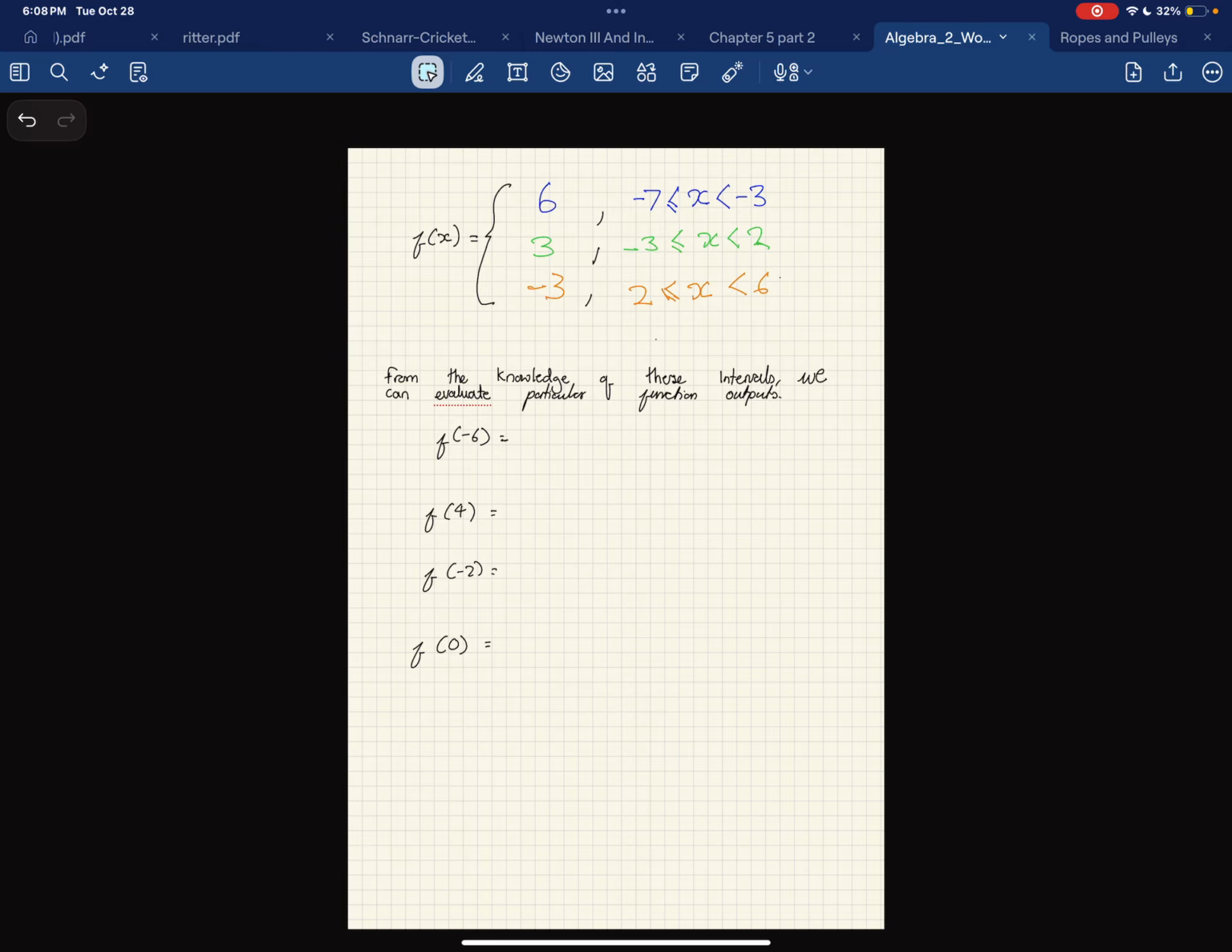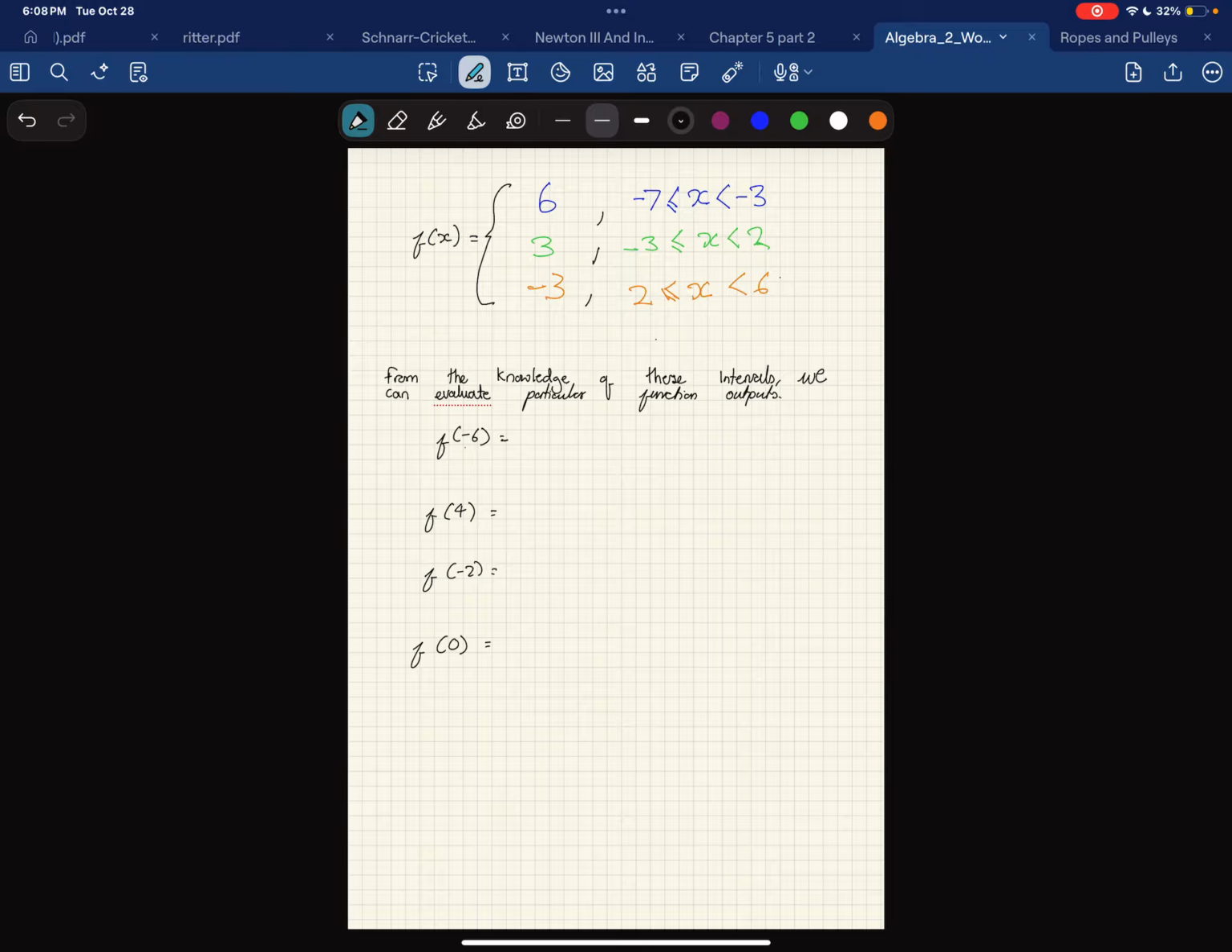Now that we have a function definition, let's find particular values. Let's try to find the value of my function at a particular input value. For example, here I have f of -6. How do I find the value of my function at -6?